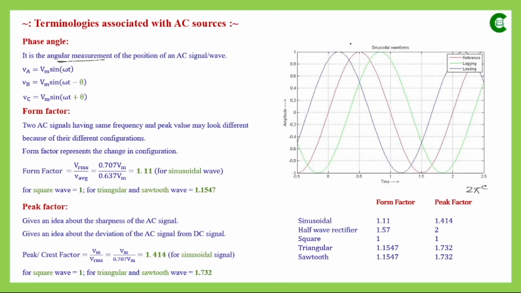Now this red color waveform is our VA, which is starting at the 0, 0 point, where time is 0 or omega t, the theta value is also 0 here, and the amplitude is also 0. So from this point to this point, it has the positive half cycle. So angularly we can say this is pi radian, and here it has the peak value, so we can say angularly it is pi by 2.